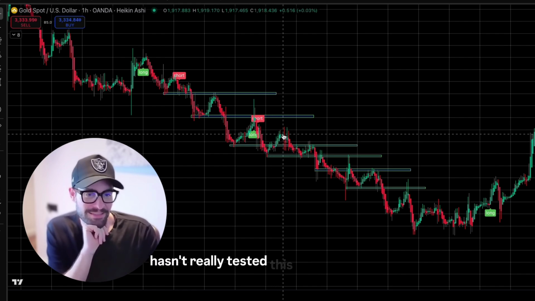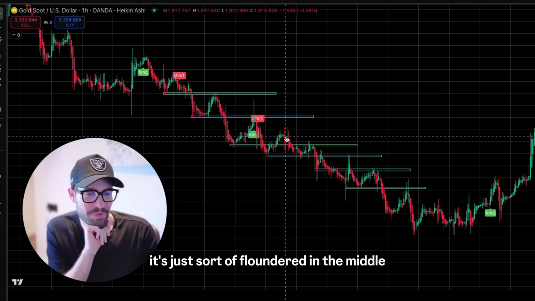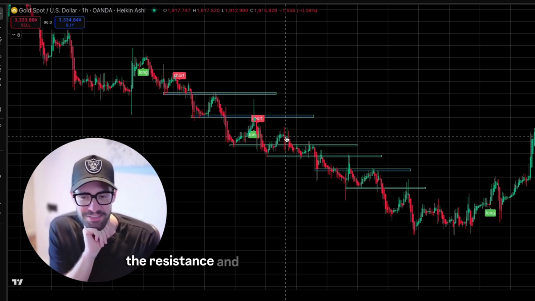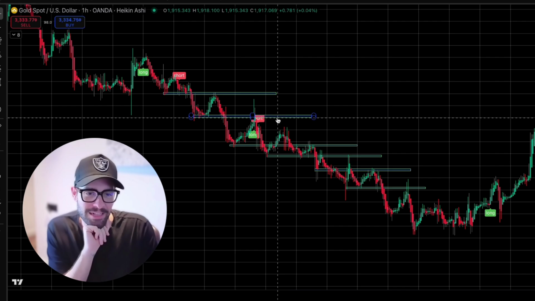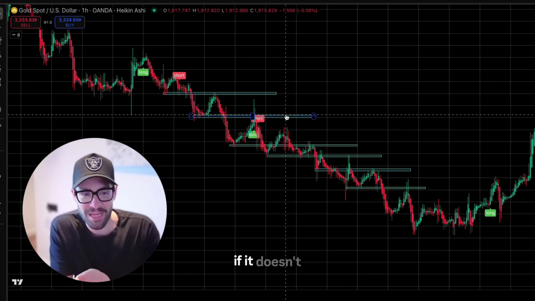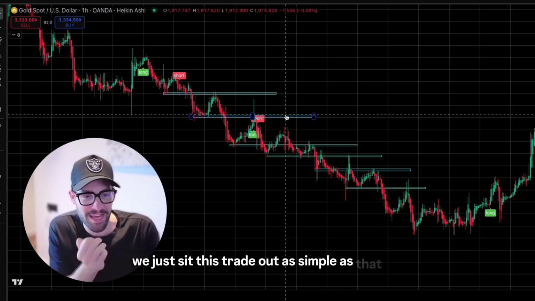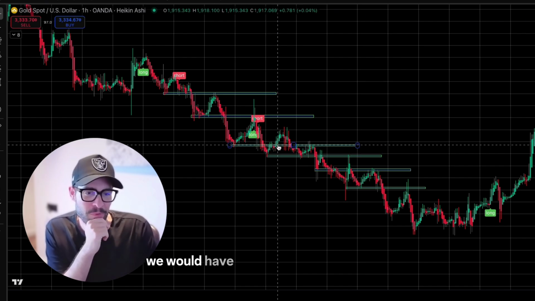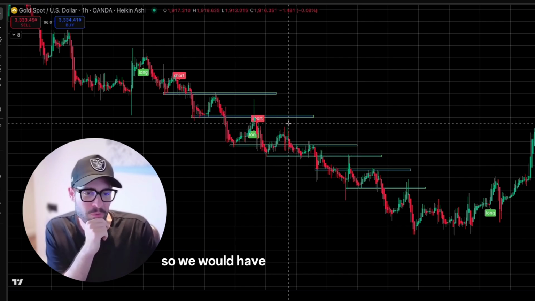It hasn't really tested this one or this one, it's just sort of floundered in the middle, but we're only measuring the resistance and the support on the bottoms on this one. It doesn't always have to come up and test that one. If it doesn't, we just sit this trade out. It's as simple as that. So on this one right here, we would have come up, didn't quite hit it, so we would have sat this trade out.